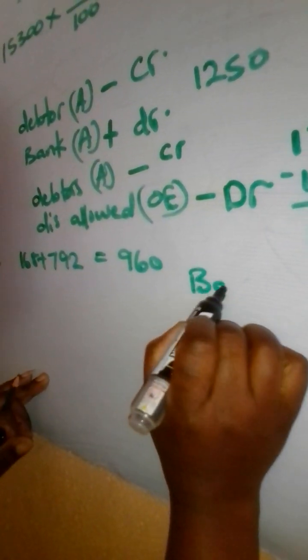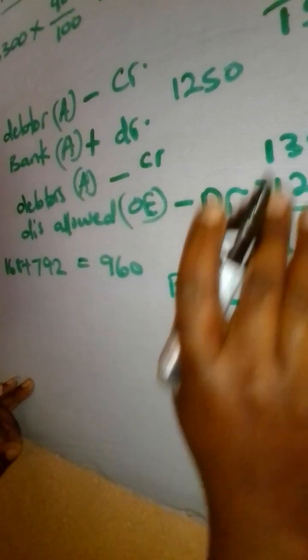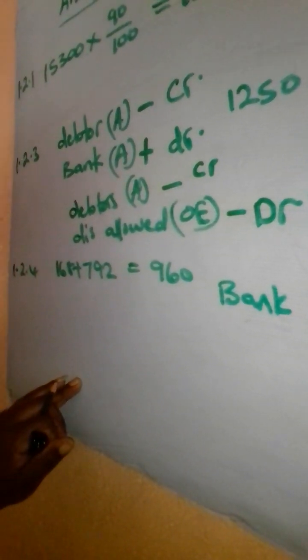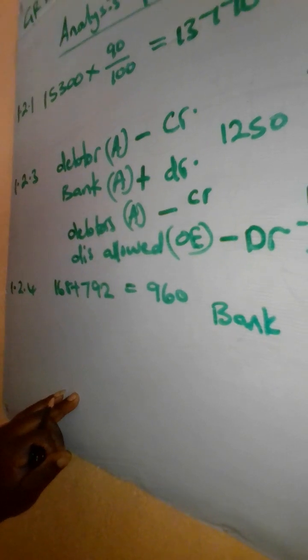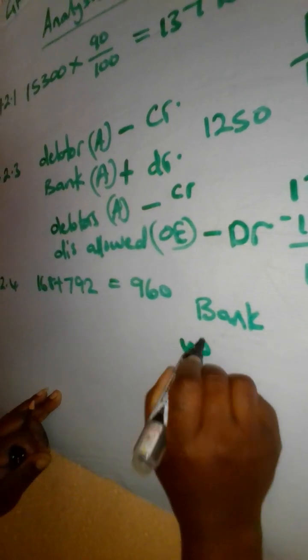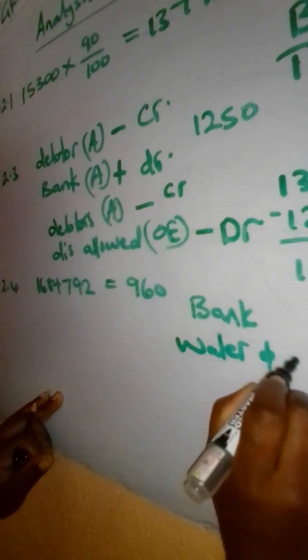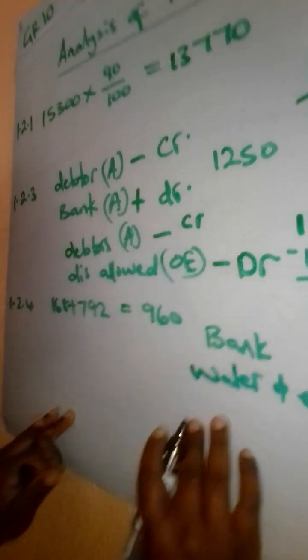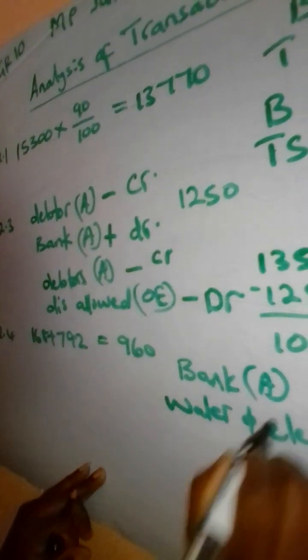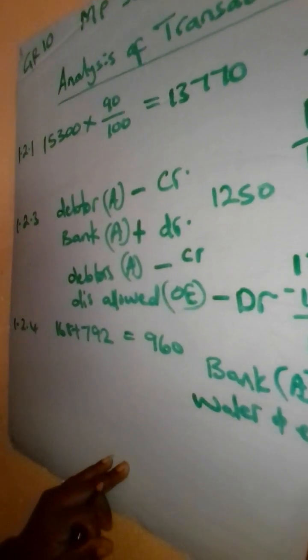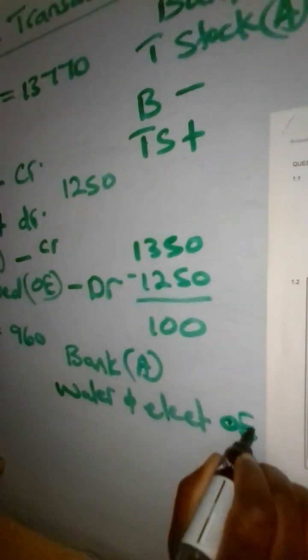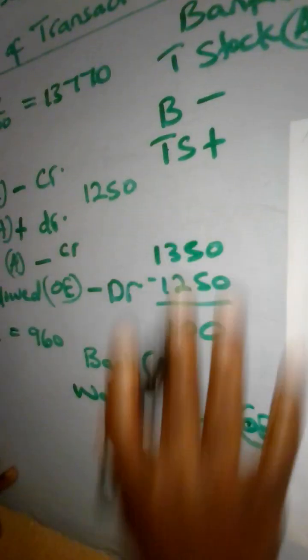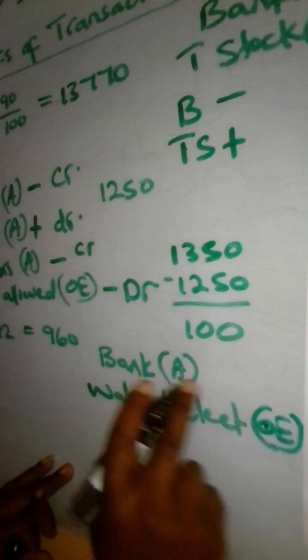So it means there is bank. What did we pay the municipality for? For the usage of water and electricity. So there is water and electricity. Bank, we already know it's an asset. Water and electricity, we know that it is owner's equity because it is an expense, and all expenses always decrease owner's equity.